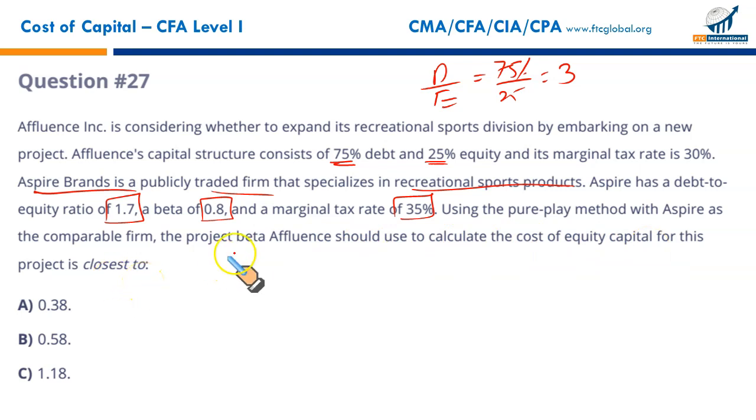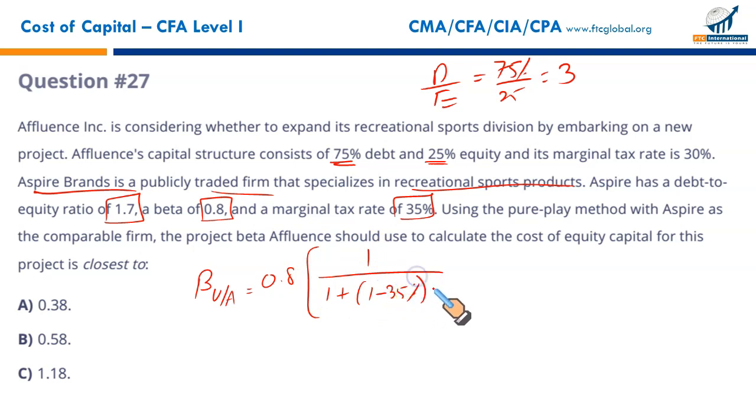First of all, you will unlever. You will calculate the asset beta or unlevered beta. It's equal to the comparable's beta over 1 plus (1 minus tax rate, that is 35%) multiplied by debt to equity, that is given here as 1.7. Now let me solve this. 1.7 times 0.65 plus 1, take the reciprocal of this and multiply with 0.8, which gives you 0.380. This is the unlevered beta or asset beta specific to this recreational sports business.